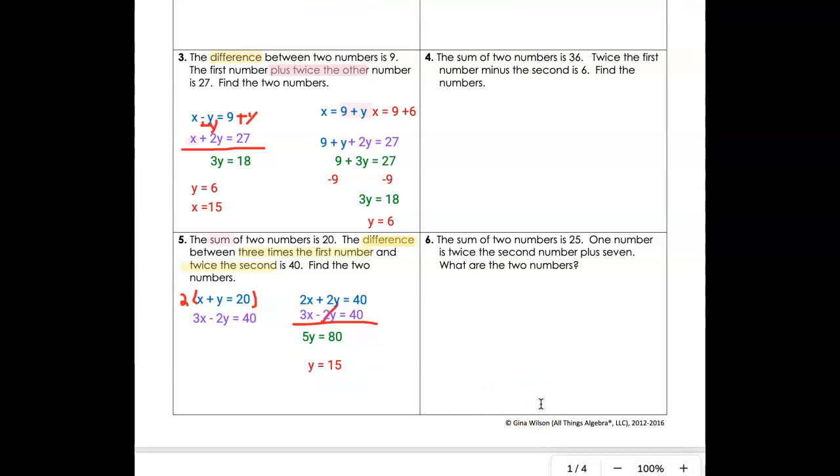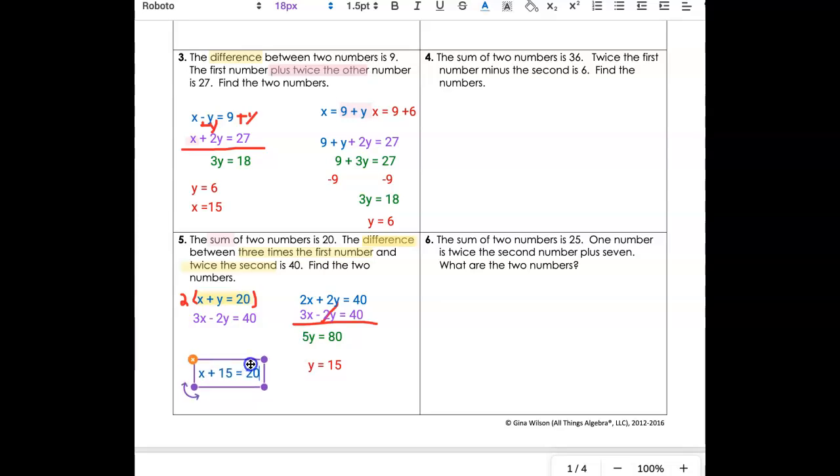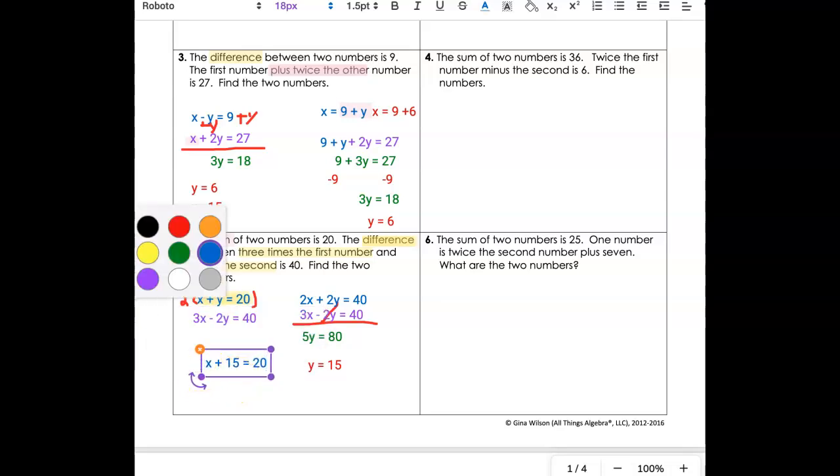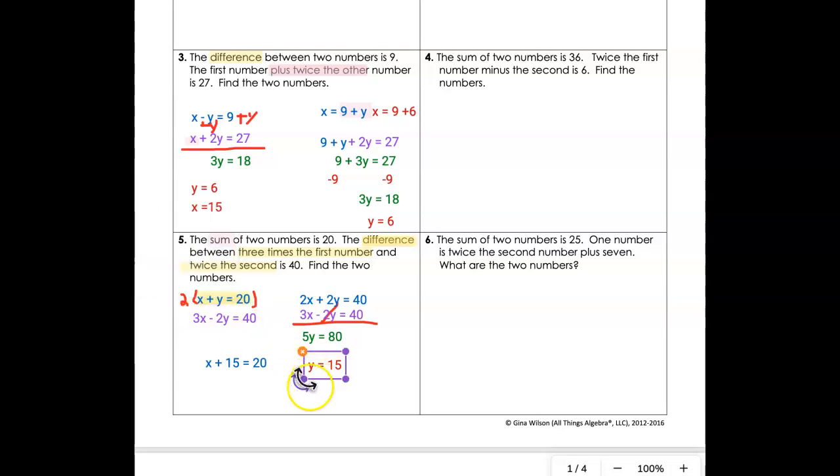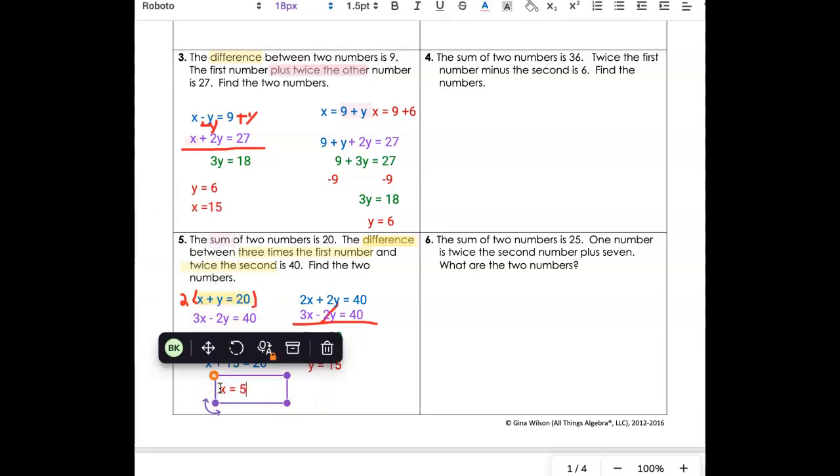And then we can plug that answer in wherever we want. I would probably just go back to this original one because it's a lot easier looking. No multiplication involved, which means we won't have to divide. So I know x plus y, now we know y is 15, equals 20. And so then we just subtract the 15 from both sides and we'll get x equals 5.